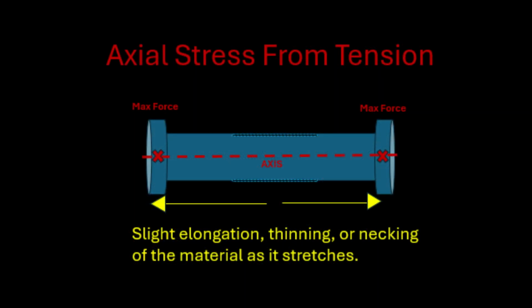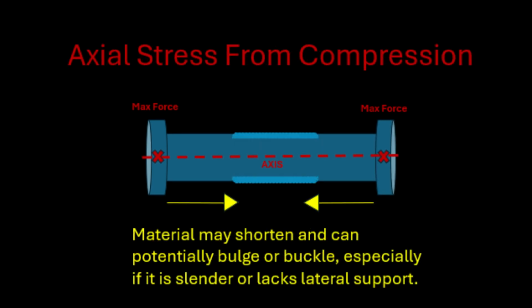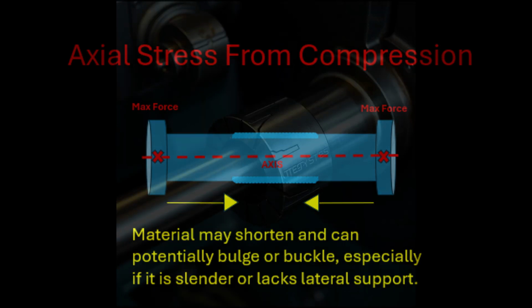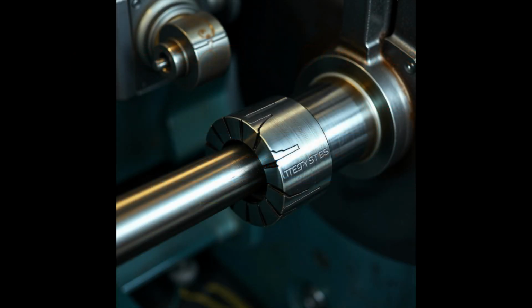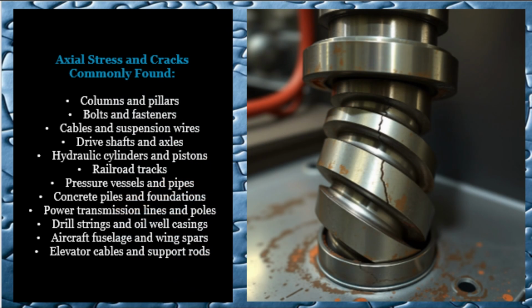In tension, you may see a slight elongation, thinning, or necking of the material as it stretches. Under compression, the material may shorten and can potentially bulge or buckle, especially if it is slender or lacks lateral support. If the axial load is excessive, it may lead to fractures, with cracks often running parallel to the material's axis.